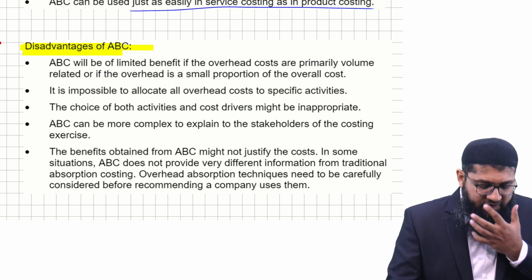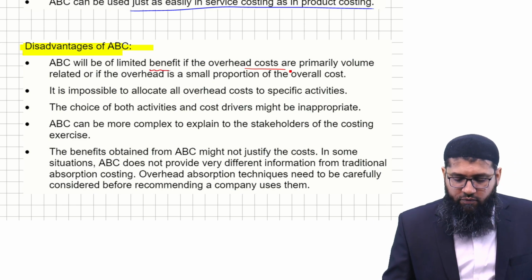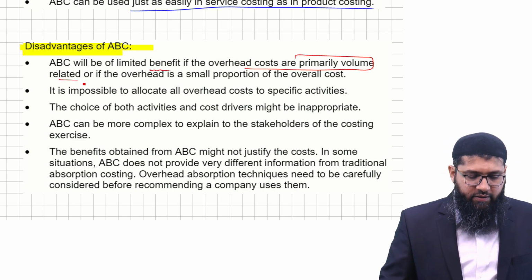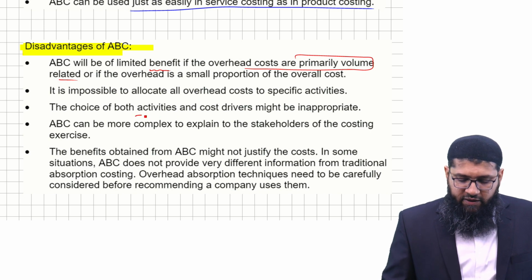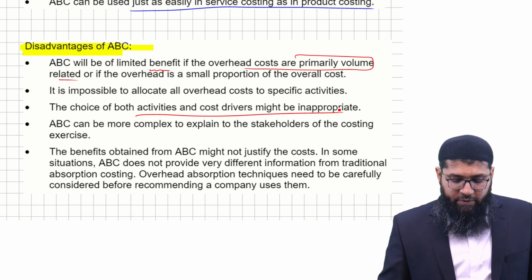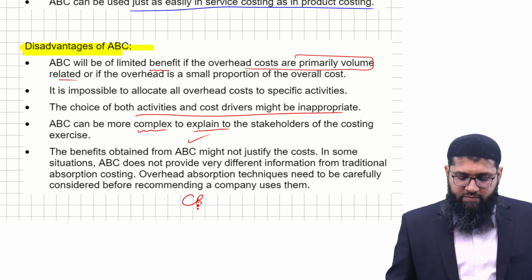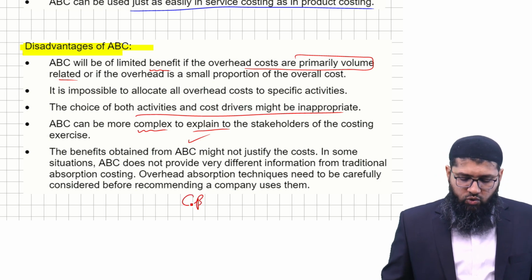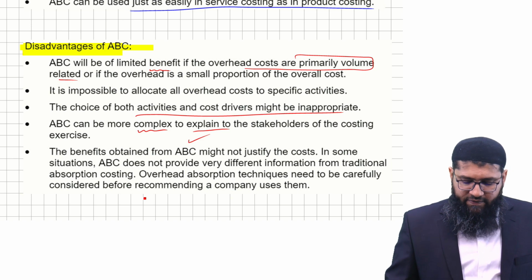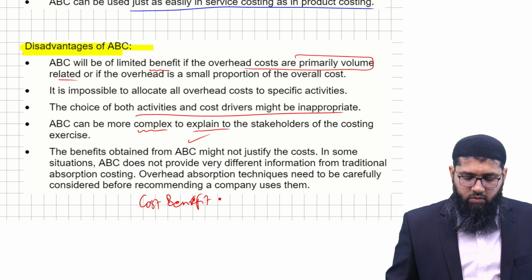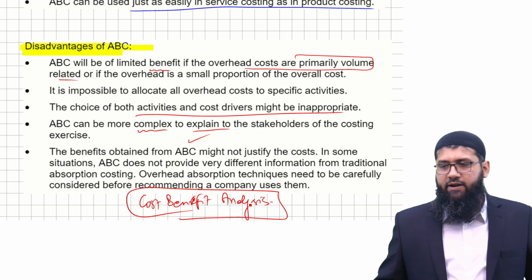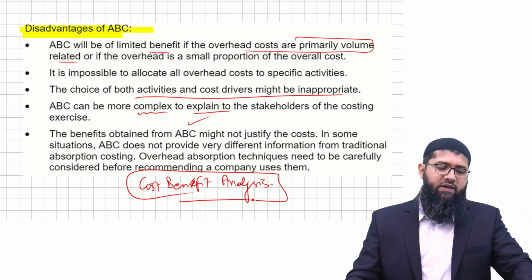So it says ABC will be of limited benefit if overhead costs are primarily volume related. Furthermore, the choice of activities and cost drivers may be inappropriate. It can be more complex to explain to stakeholders. The benefits may not be able to justify the cost. So always remember that whatever that you do, it should always justify the cost benefit analysis.